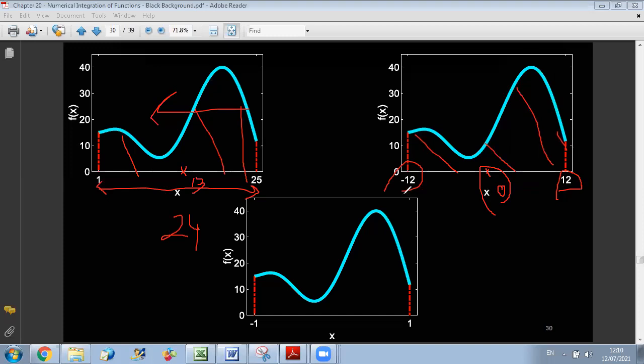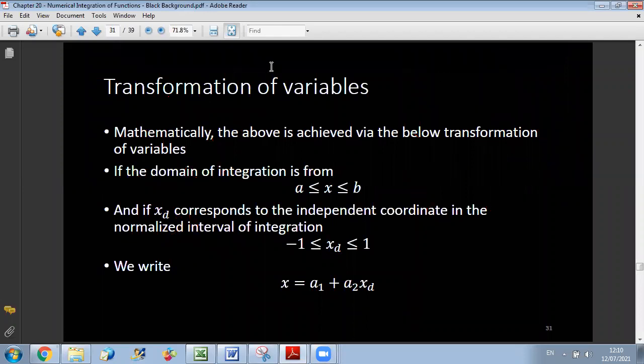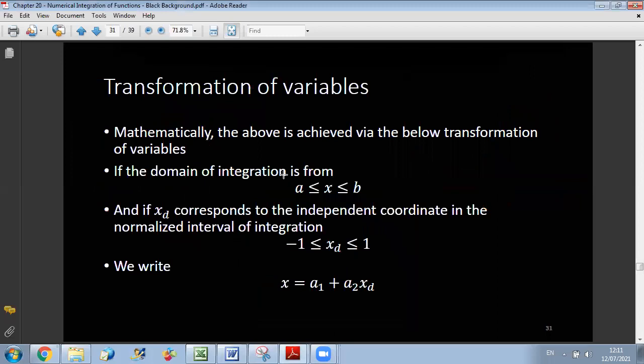Now, the idea is to get the interval minus 1, 1, to normalize my interval from minus 12 to 12 into minus 1, 1. So how can I do this mathematically and still obtain the same result for my integral? All I have to do is a transformation of variables. I have an initial interval between a and b, and I want to transform it to an interval of minus 1, 1 without changing the value of the integral.